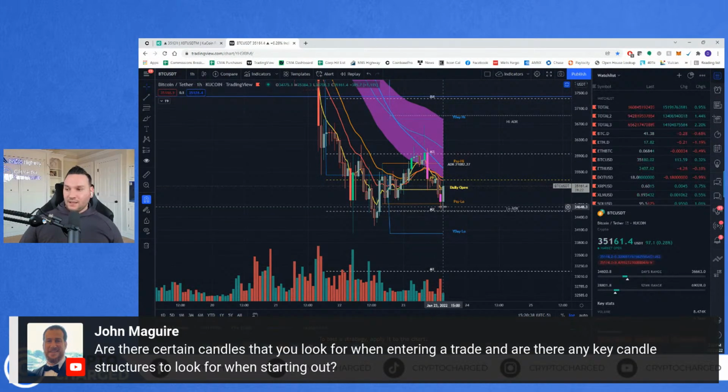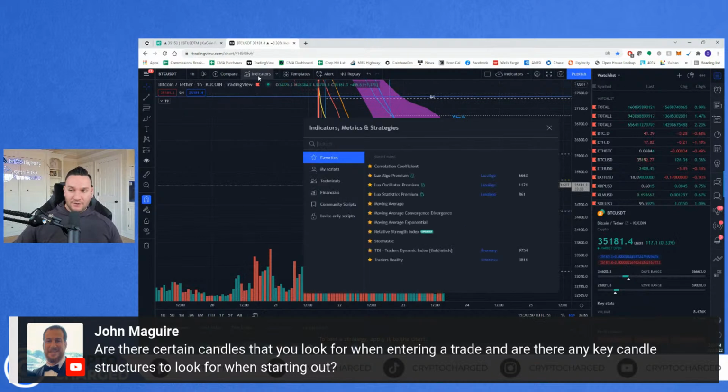One of the other things that I like to look at are something called vector candles, which is essentially a little bit more of an advanced term. But if you wanted to pull these up, you can go to indicators. You can't do this on KuCoin, but you can do this on TradingView, and you can search for something called Trader's Reality. And that's the overlay that I use.